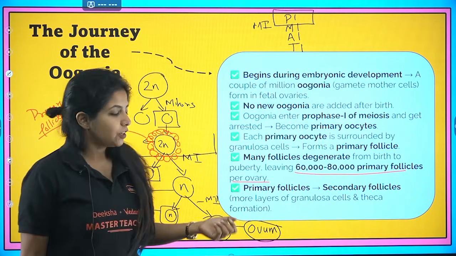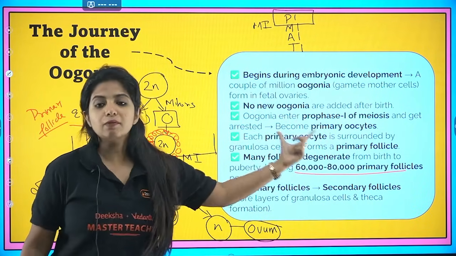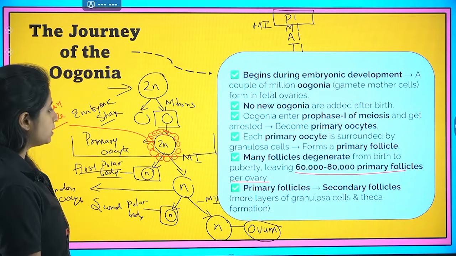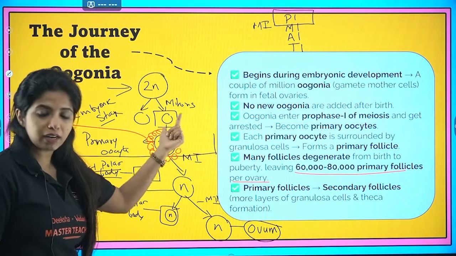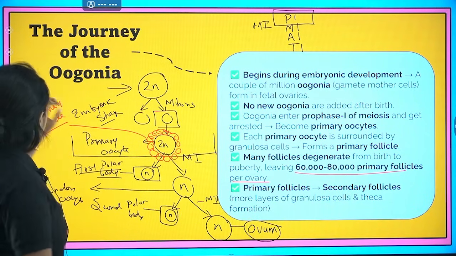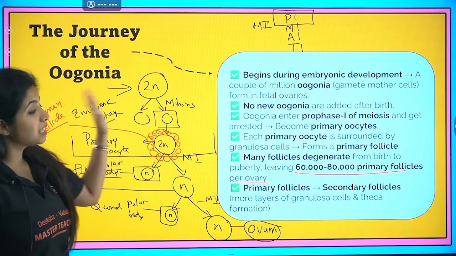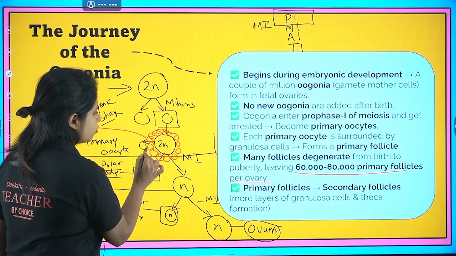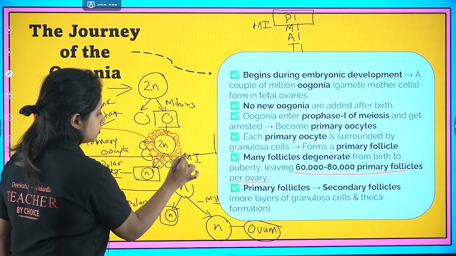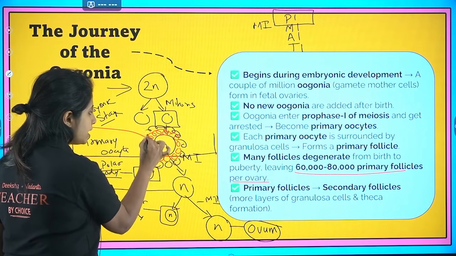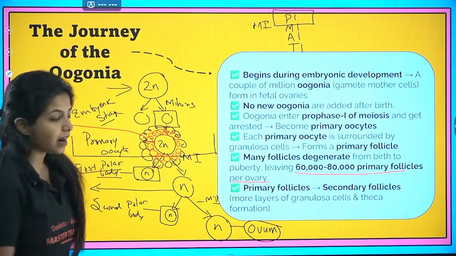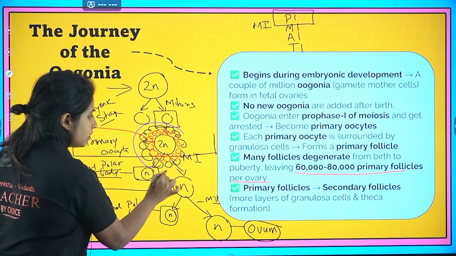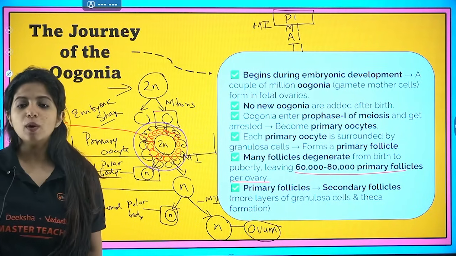You get it? Now, the primary follicles will turn into secondary follicles. Once we reach puberty, what is going to happen? The primary follicle, which had a layer of granulosa cells, will now be transforming into a secondary follicle. How is it going to transform? Basically, it will have more layers of granulosa cells, and apart from that, there will be one more thing, that is one theca layer. There will be one extra layer, the theca layer.